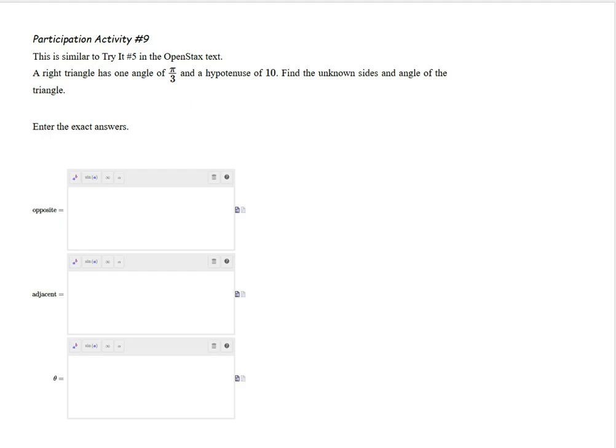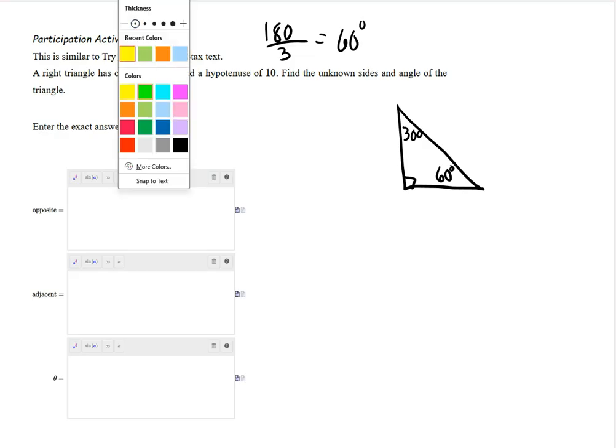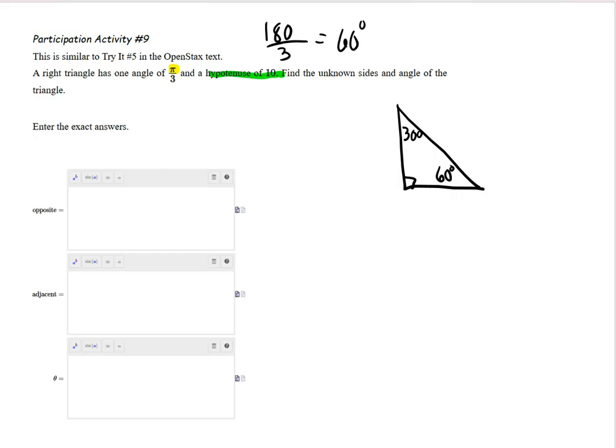Okay. A right triangle has one angle of pi over 3. Remember that pi is just 180, so I would take 180 and divide it by 3, and that gives me 60 degrees. So when I'm looking at my right triangle, I know that one of those angles is 60 degrees, which means the other one is 30 degrees. And then it tells me that my hypotenuse is 10.